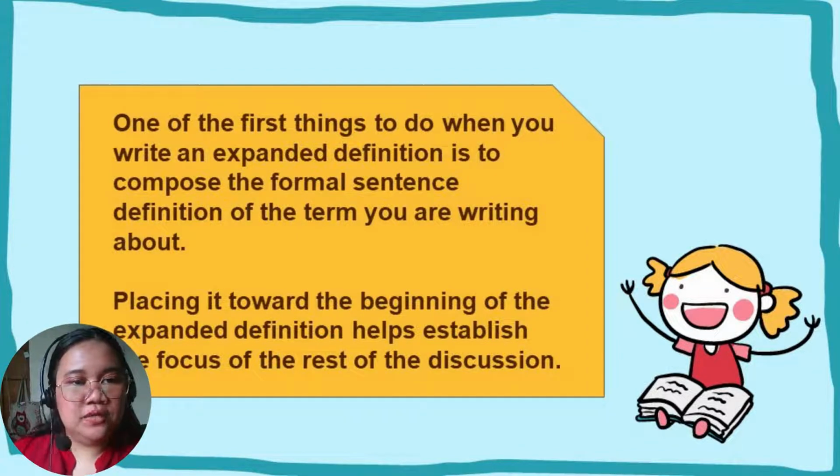So now let's proceed to what is formal and informal definition. When we say formal definition, it consists of 3 parts. The first one, the term being defined. Second, the class it belongs to. And third, its distinguishing characteristics.